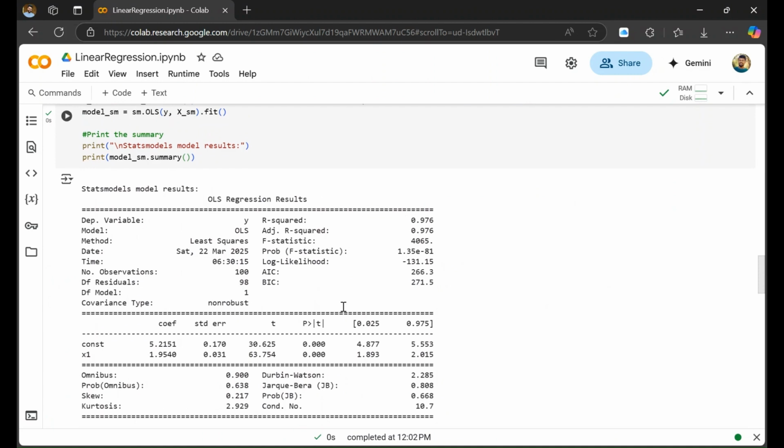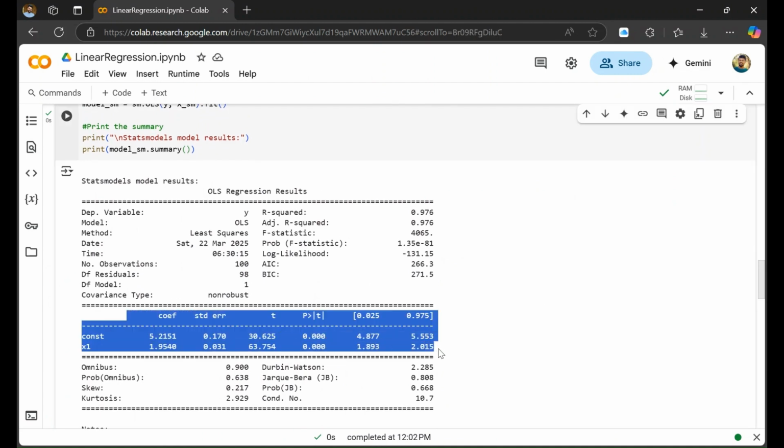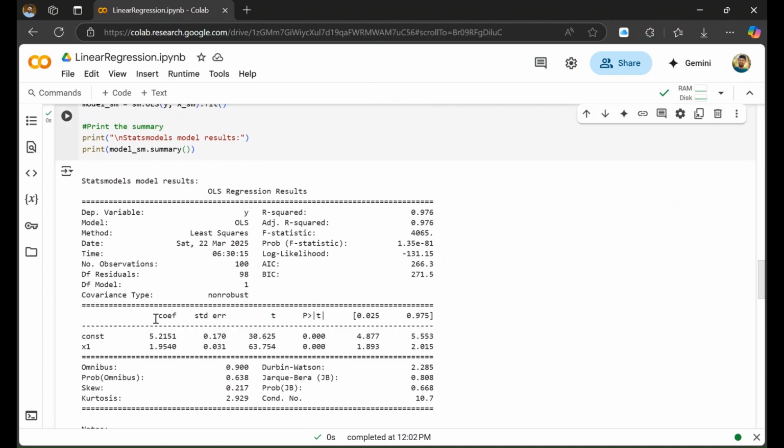Now let's see our coefficients table. Here the coefficient is the estimated coefficient value.